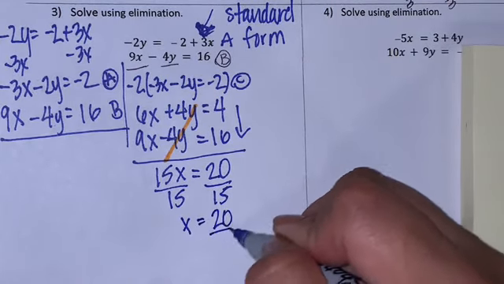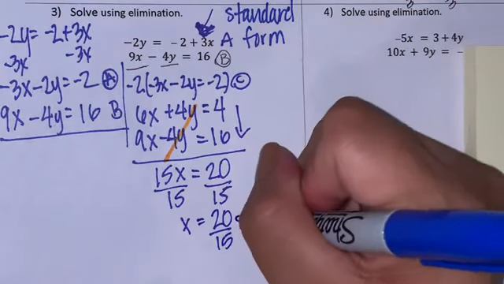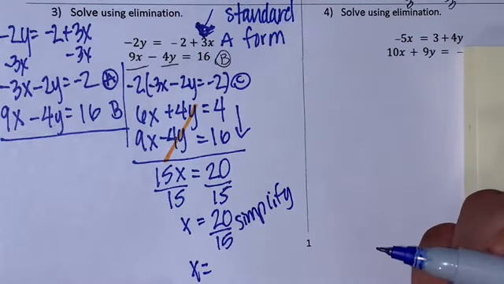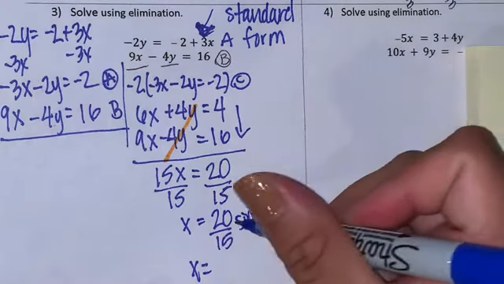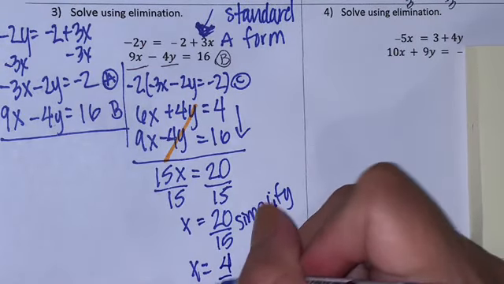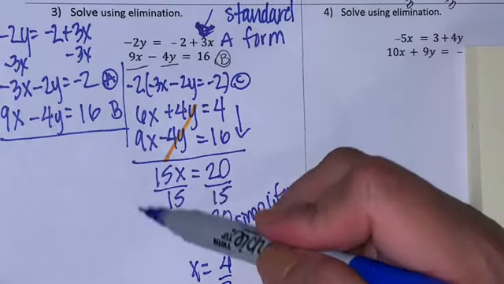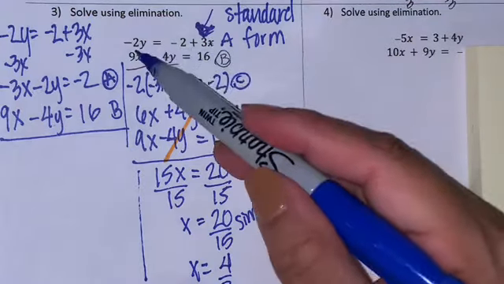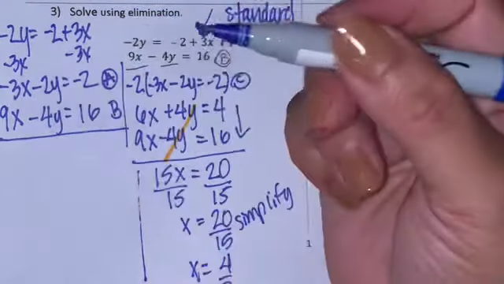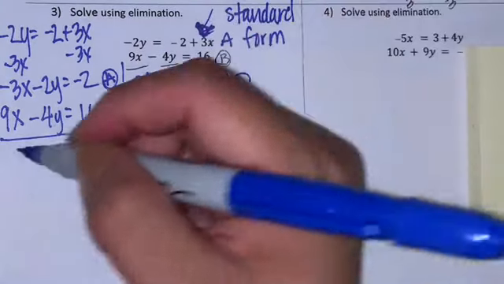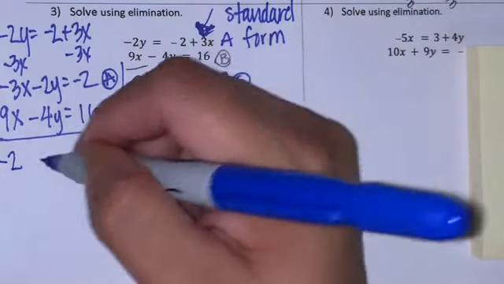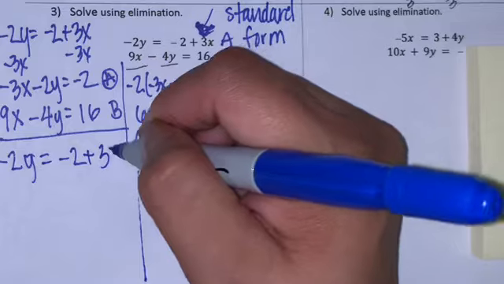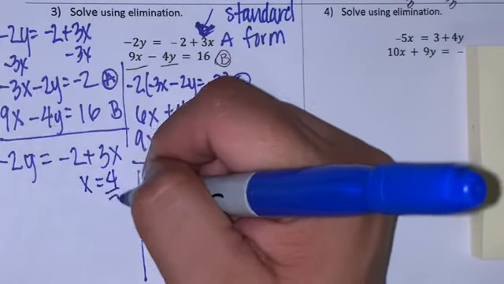X equals 20 over 15. I have to simplify. So x equals, I can simplify by 5, equals 4 over 3. So now we're going to solve for y. I'm going to put this x back into equation A. So I know that, and I can use the original equation A. Negative 2y equals negative 2 plus 3x. X equals 4 over 3.